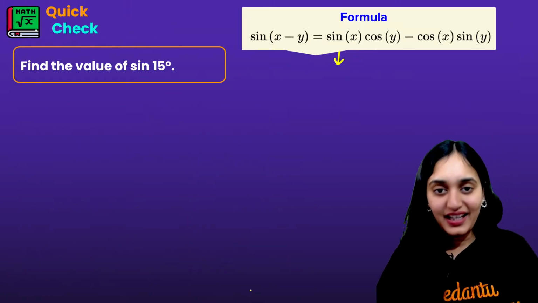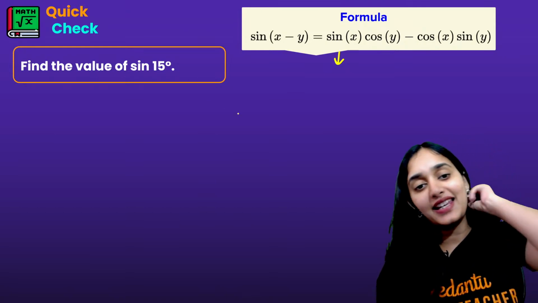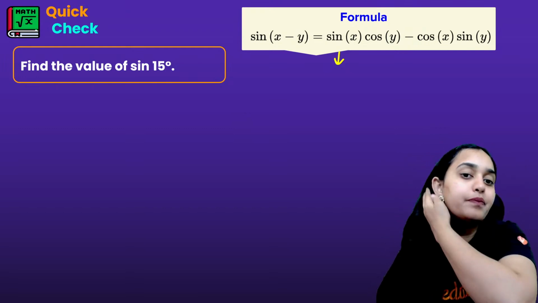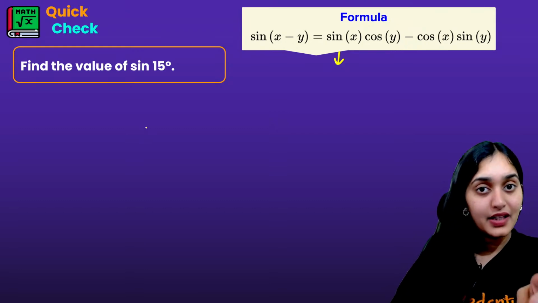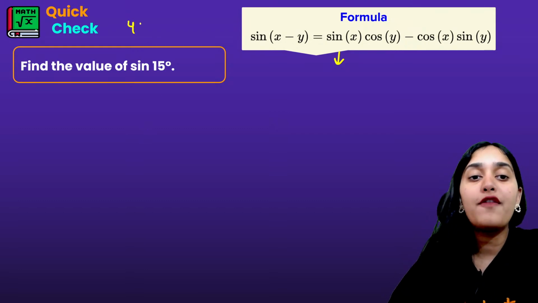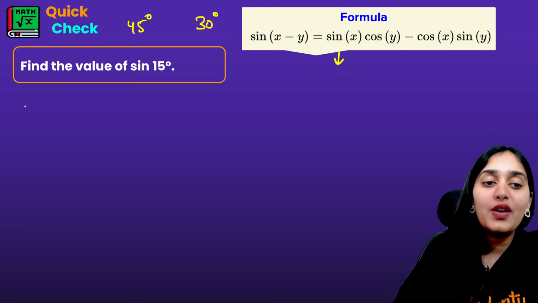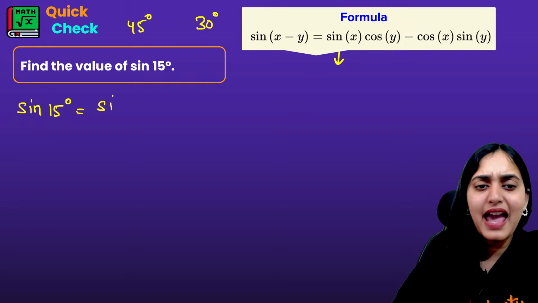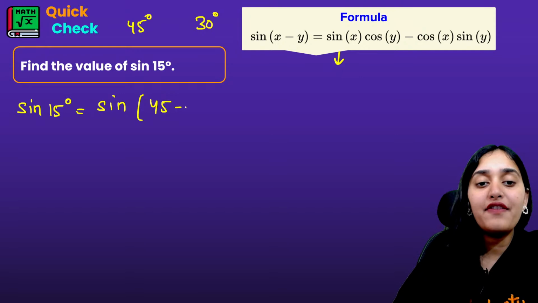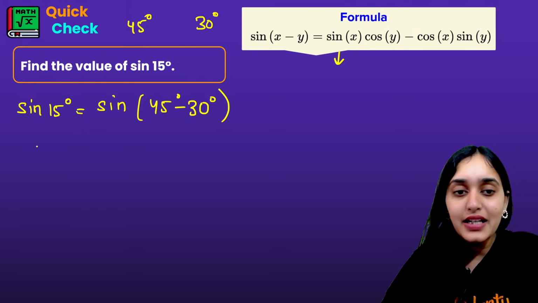Alright. Moving on to find the value of sin 15 degree. So how much is sin 15 degree? We don't know sin 15 degree, but I know the value of 45 degree and I know the value of 30 degree. So can I write sin 15 degree as sin(45 minus 30)? I can write 15 as 45 minus 30.